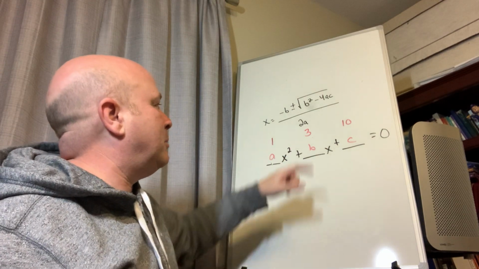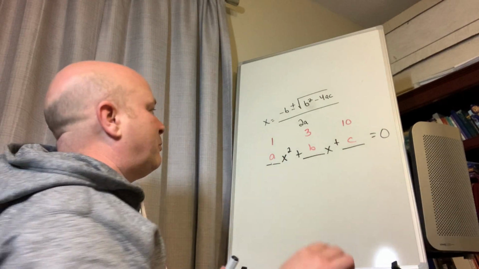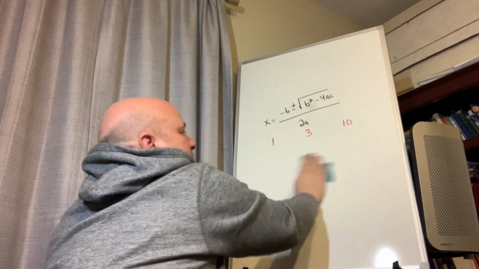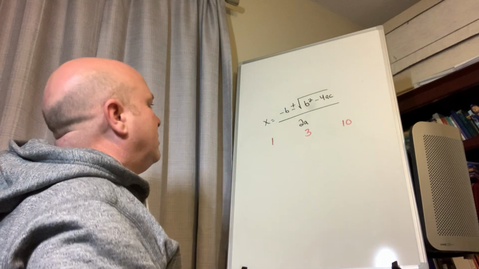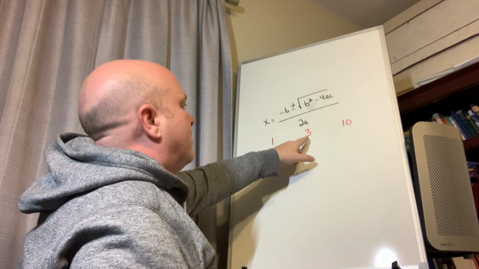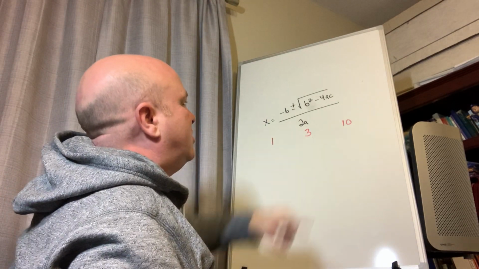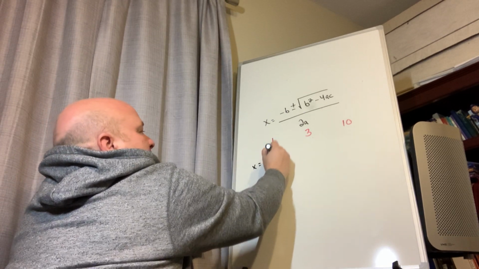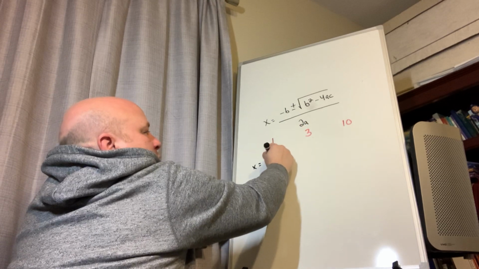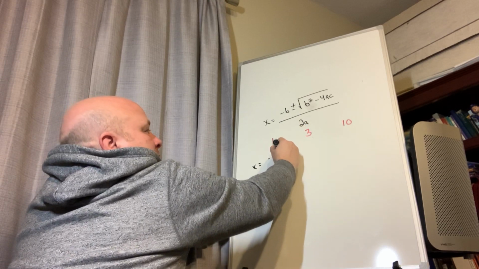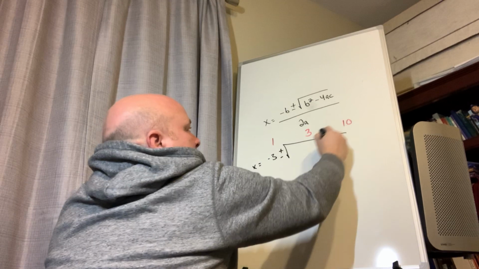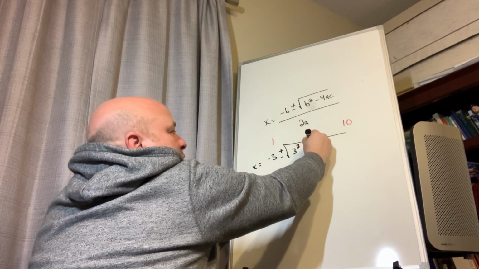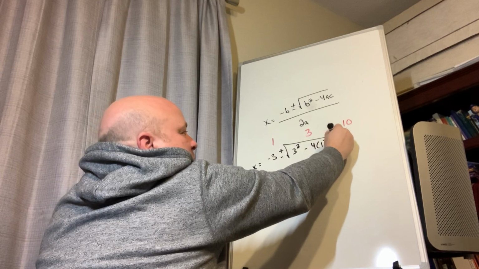Now I'm just going to take my numbers, and in order to give myself plenty of space, I'm going to go ahead and erase everything but those so I don't forget what I just told you, okay? So here's my problem. My a is 1, my b is 3, my c is 10. So x equals negative 3, that's my b, plus or minus the square root of b squared minus 4 times 1 times 10.